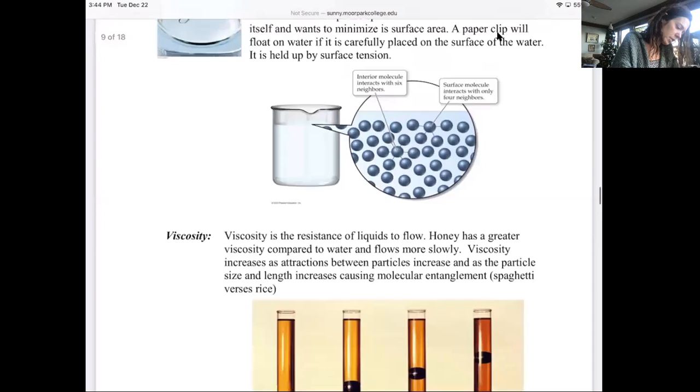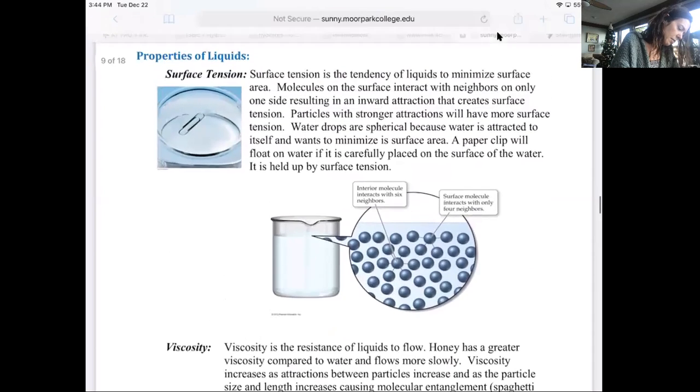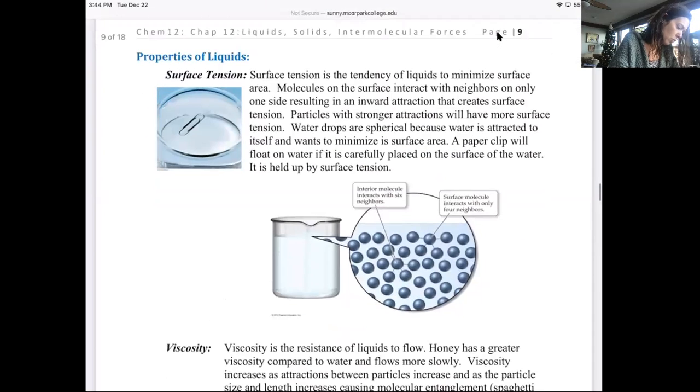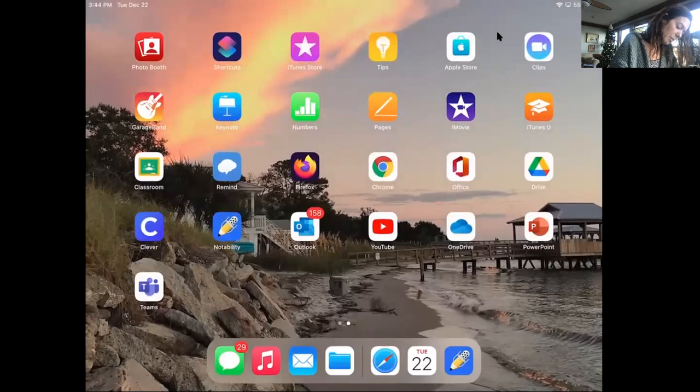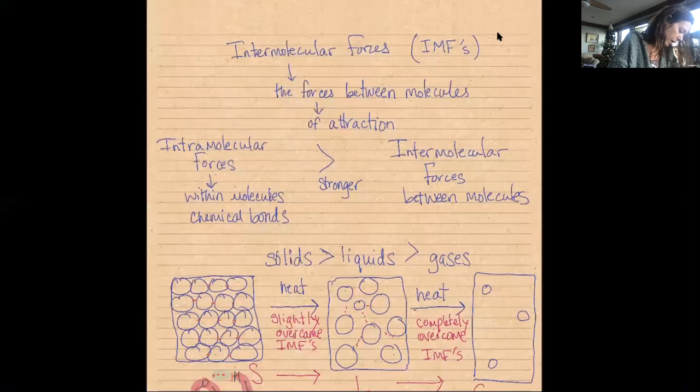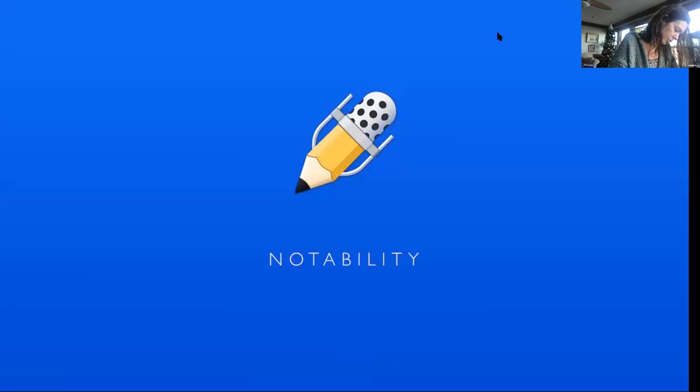Well, oh, I got to do viscosity too. So it helps to hold things. Surface tension allows this paper clip to sit there. Surface tension is ability to, I'm sorry, I just really lost track of myself, but let me get back on and finish this up for you guys. I apologize. That was not smooth.